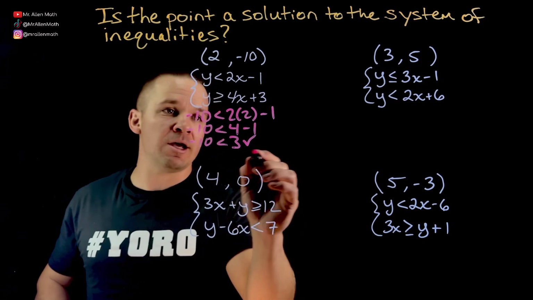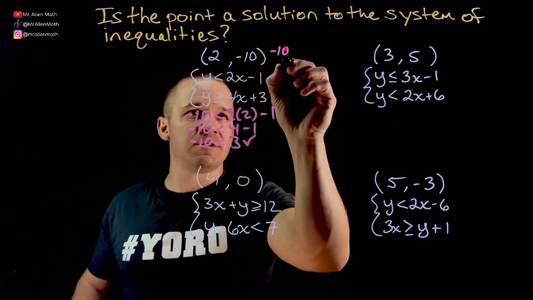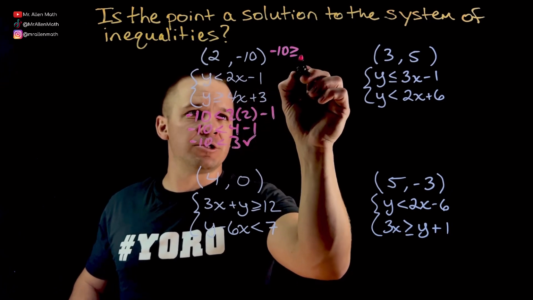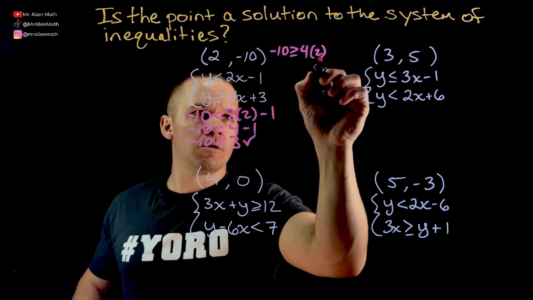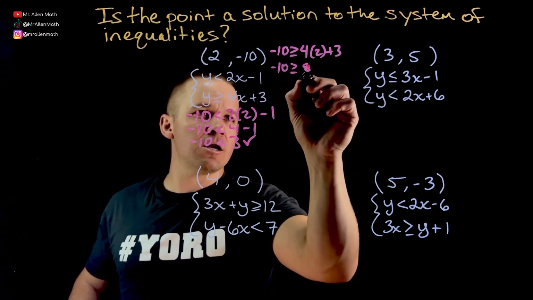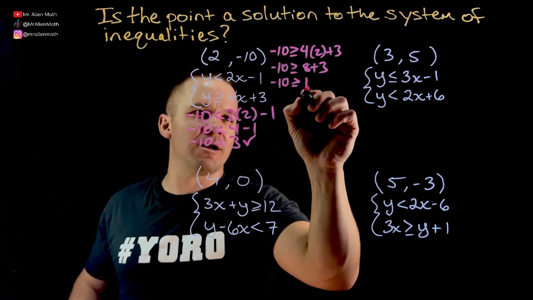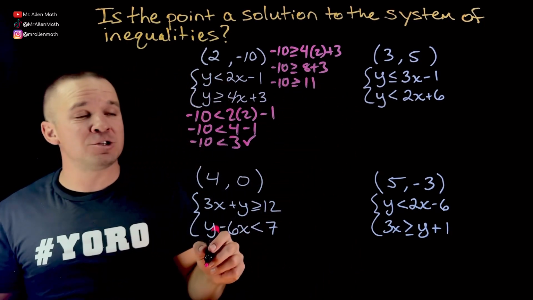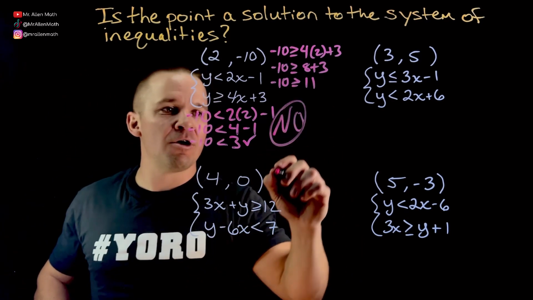So for the second one here, we've got negative 10 going in for y. Negative 10 is greater than or equal to 4, plugging in 2, plus 3. So we got negative 10 greater than or equal to 8 plus 3. I'm just going to finish writing it out here. Is negative 10 greater than or equal to 11? No. So no is my answer for this one right here.